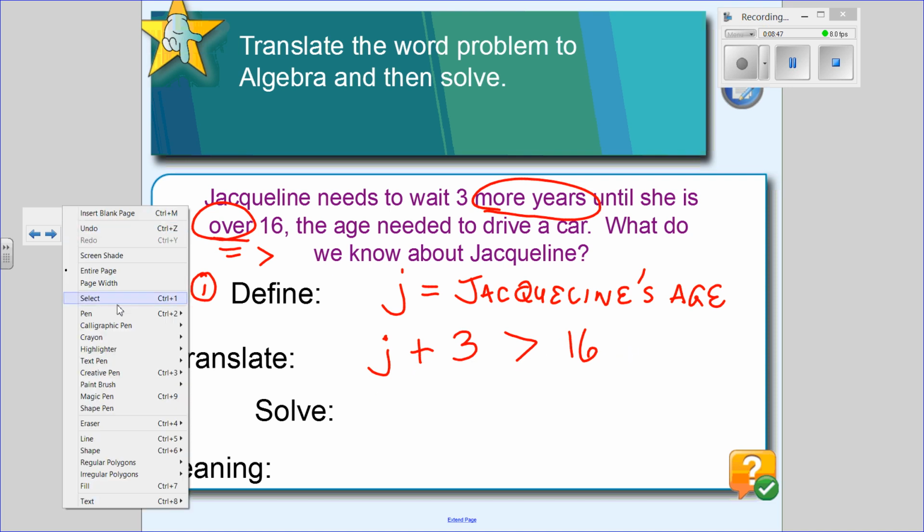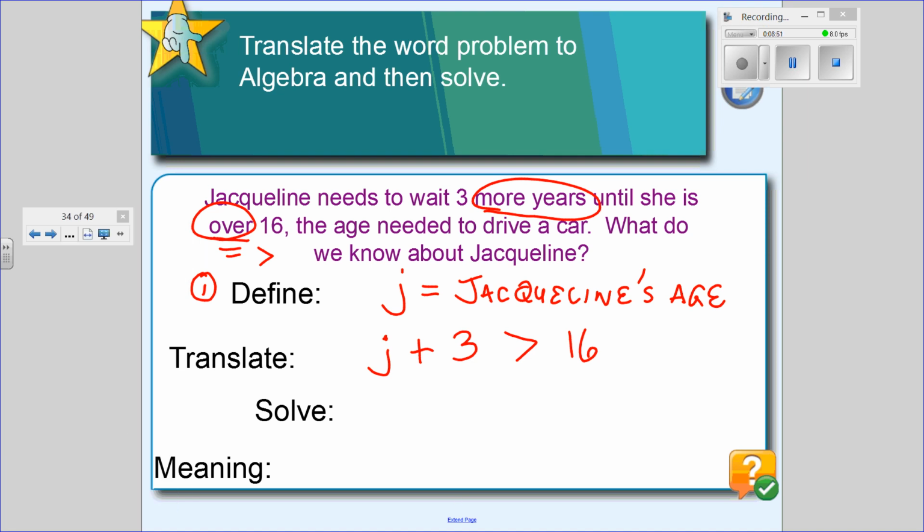Hopefully, everyone has either mentally or could figure this out by now what the correct inverse operation was to solve this. You're going to have to subtract the 3 from both sides. Okay, and then we find that J is greater than 13. What does this mean? Let's put it back into context now. Remember, J stood for Jacqueline's age.